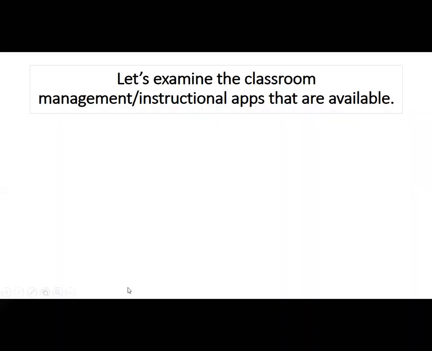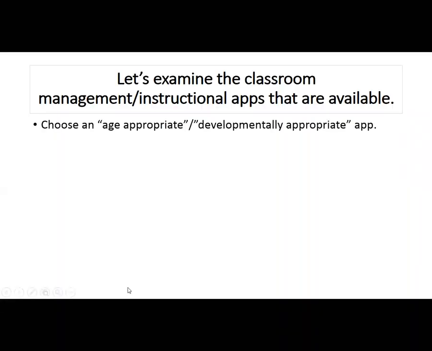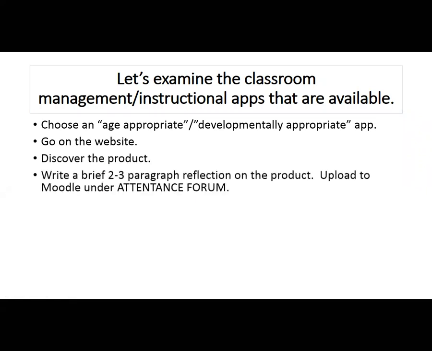You're going to find an app. You're going to choose an age-appropriate, developmentally appropriate app. And then you're going to go on that website, discover the product. What is it? Tell me what it is and what it's about. And then write a brief 2 to 3 paragraph reflection on the product. Upload to Moodle under attendance form. This is part of the attendance form.